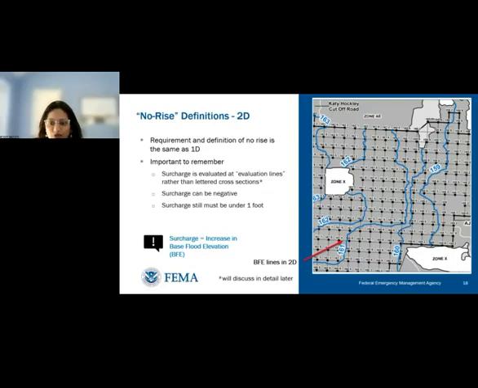Please note that in 2D, surcharge can be negative. And also notice, as you see in the graphic on the right side, BFEs are not straight lines anymore, because those lines are contour lines where the water surface elevation is the same. So it won't be a straight line anymore like 1D cross sections or 1D BFEs. So that's the main difference. But the definition is not different from 1D to 2D.